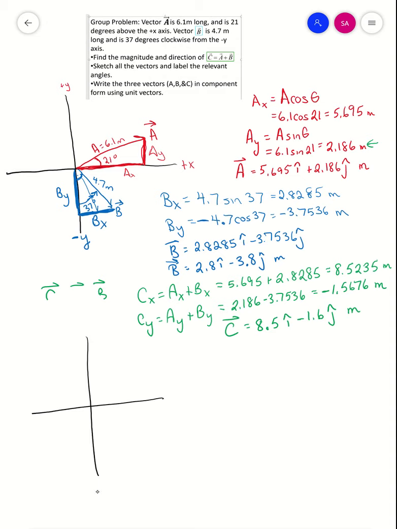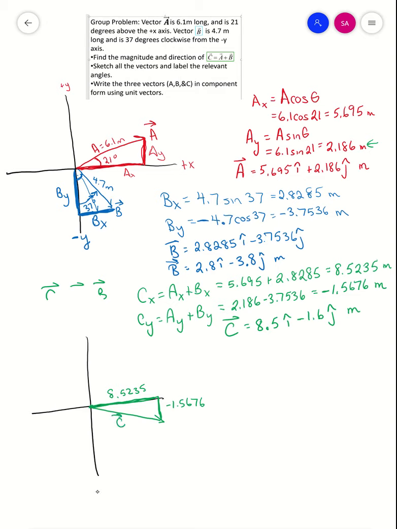Then I'll draw my green on top. So I'm going to go 8.5235 in the x direction. And then I'm going to go minus 1.5676. So something like that. It's not perfect. In the y direction. So my vector C goes across like this from the origin to where that Cy ended up. So there's my vector C.